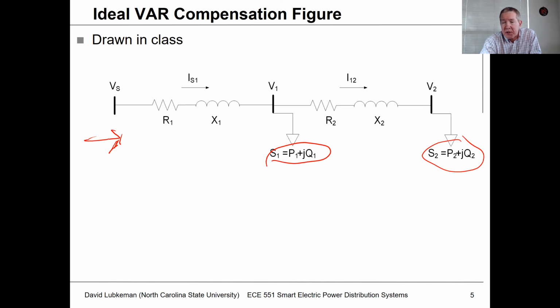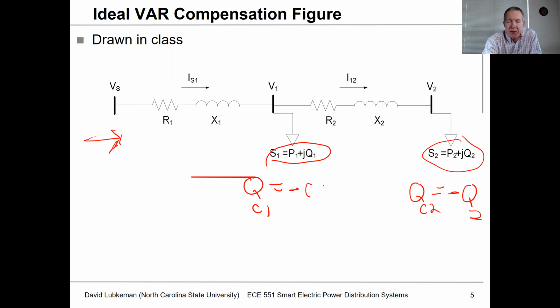Well, actually, what I would want to do is put a capacitor at bus number 2, where this particular capacitor, let's call this QC2, would have a value given by minus Q2. And then I'm going to have a capacitor at bus number 1, QC1, which is going to be equal to minus Q1. And so what would happen in this case is I would get exact cancellation. I'd basically be making those loads look like they're both at unity power factor.